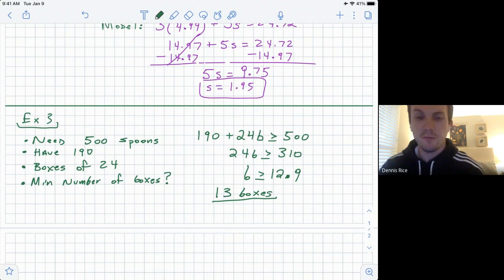Notice how this was asking minimum. We had greater than or equal to. So you kind of follow the sign to determine how you're going to round in your answer. Greater than, you're rounding up. Like, hey, b has to be bigger than 12.9. And obviously we can't have decimals. So that's why we say 13.